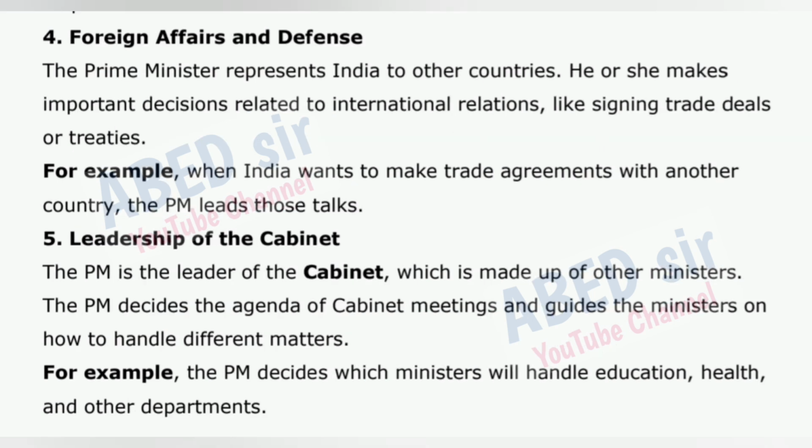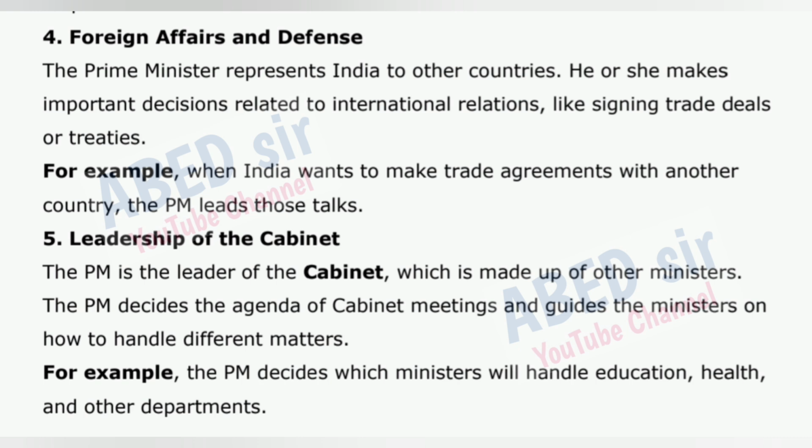4. Foreign Affairs and Defense. The Prime Minister represents India to other countries. He or she makes important decisions related to international relations, like signing trade deals or treaties. For example, when India wants to make trade agreements with another country, the PM leads those talks. 5. Leadership of the Cabinet.